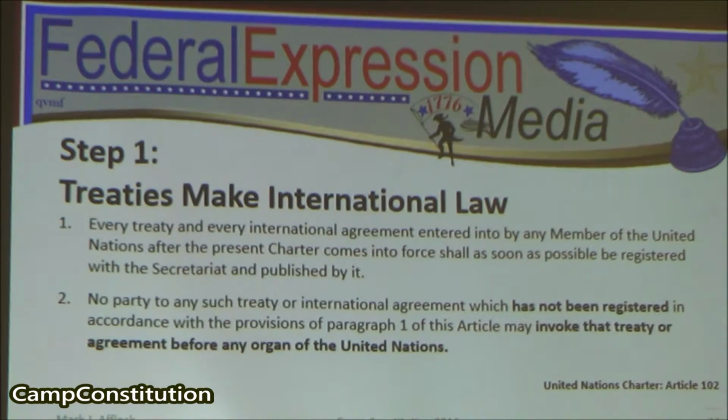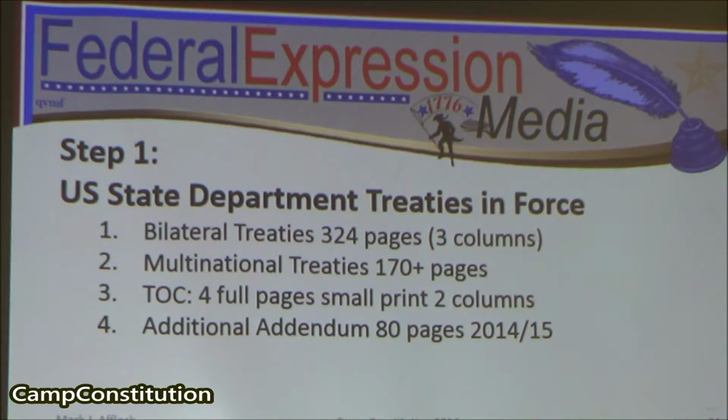According to the U.S. State Department document, there's a document called Treaties in Force. Let's see if I got something on this. There it is. U.S. State Department Treaties in Force. There are bilateral treaties, 324 pages, 3 columns of bilateral treaties that the U.S. is involved in there. There's 170 plus pages of multinational treaties. The table of contents of this document takes 4 pages and it's really tiny print. You've got to get a magnifying glass out. If you're over 30, you need one to read this thing.